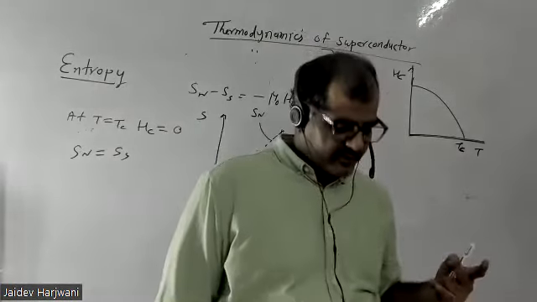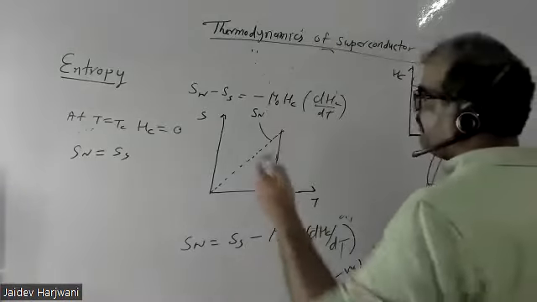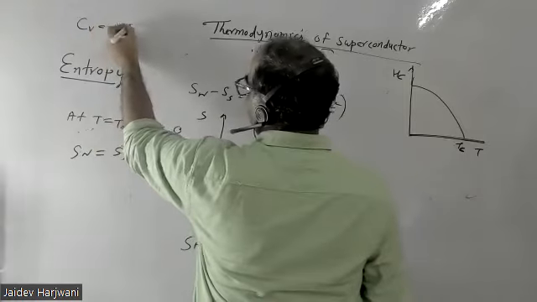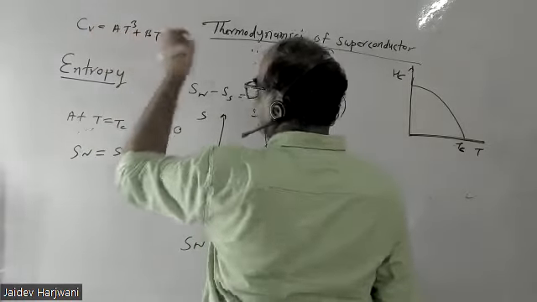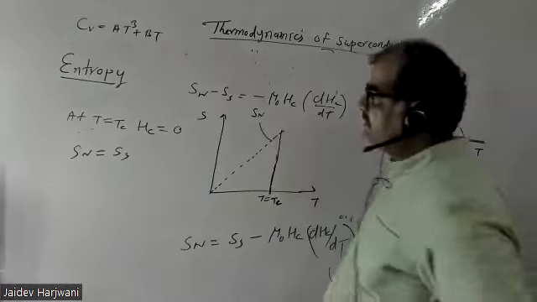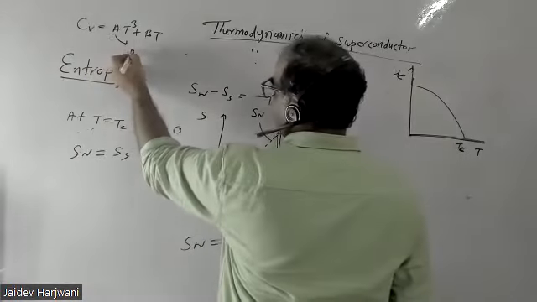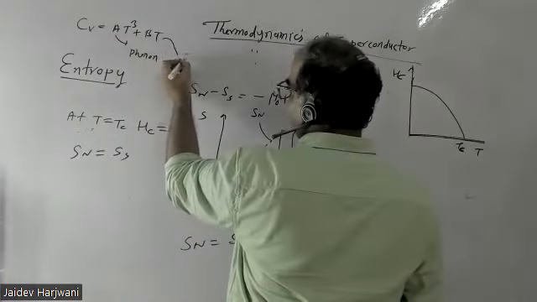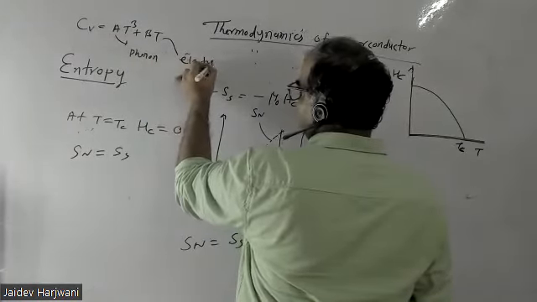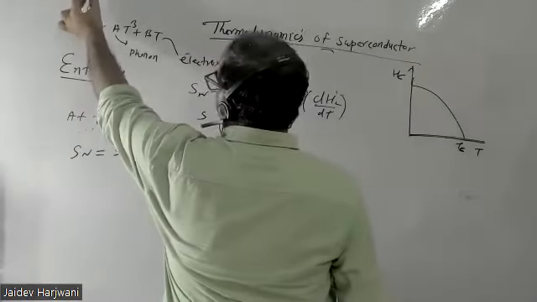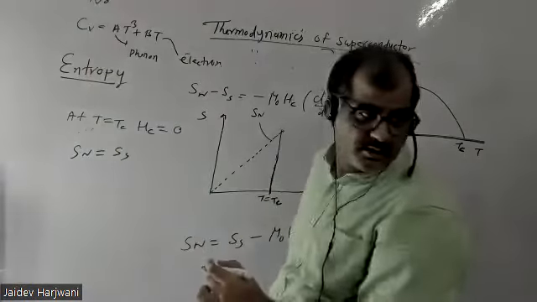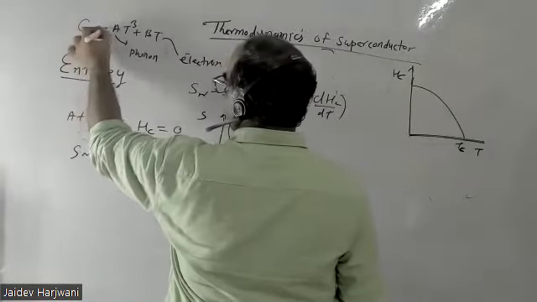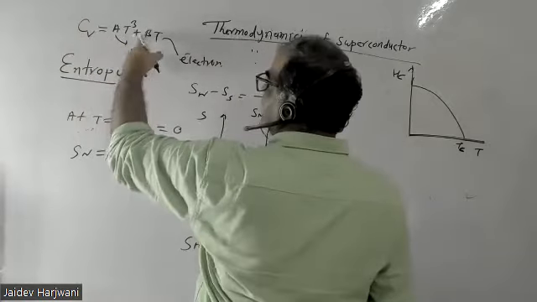And you know the specific heat variation for normal metal is given by what? CV is given by AT cube plus BT. This term is due to phonons at low temperature, and this term is due to electrons. So the specific heat of a normal metal is AT cube plus BT.